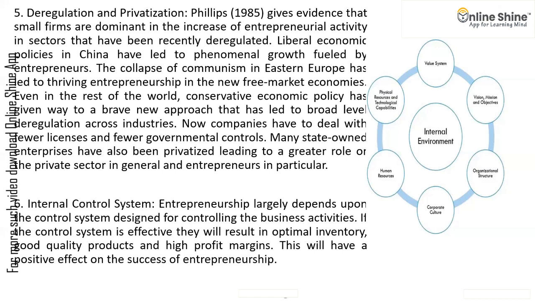First is value system. The second is vision, mission, and objectives. So it's short-term goals to long-term goals and the daily targets. Next is organizational structure. How you form the hierarchy and how people feel about their colleagues and their superiors and juniors. Next is corporate culture. It is not only that money should be the motivation, but being a part of this brand or organization is also important.